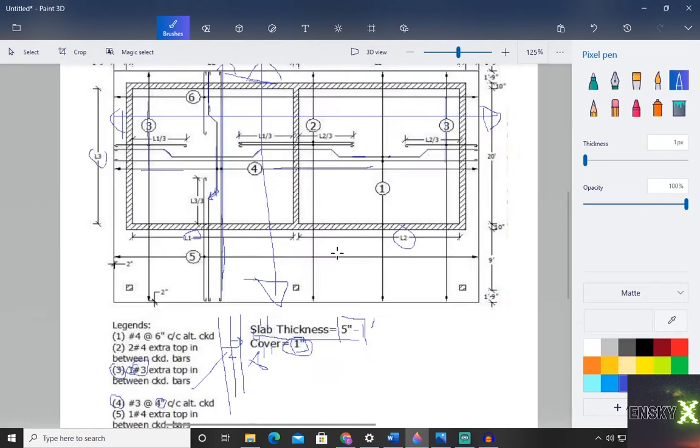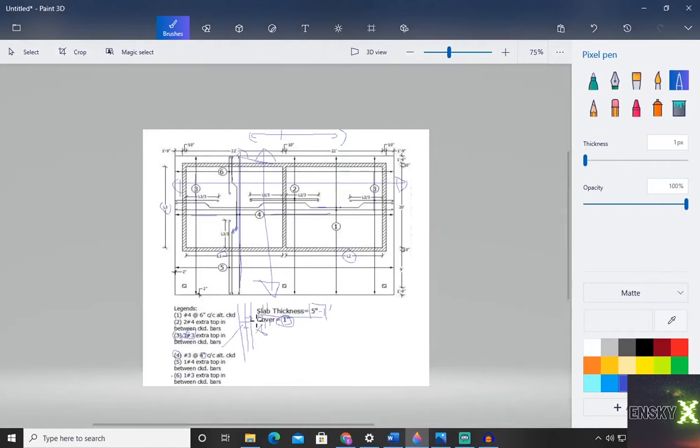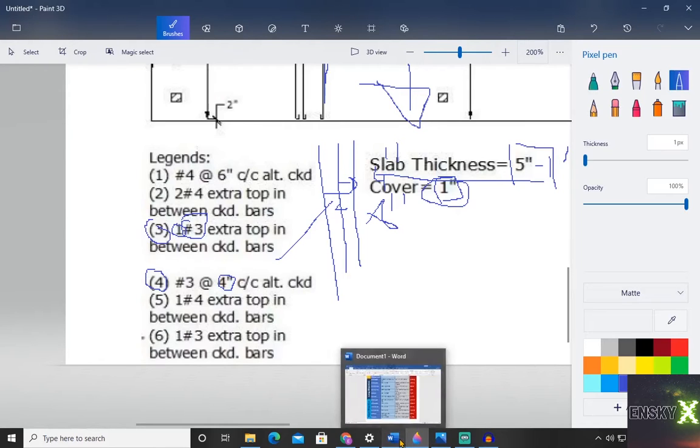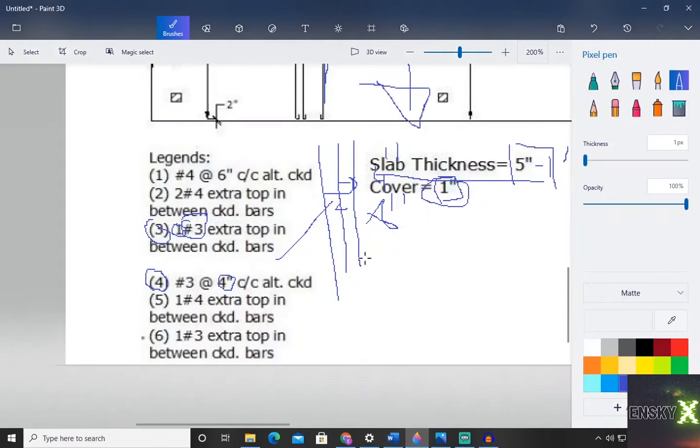If you are just calculating the reinforcement bars, then the thing is very easy. So again we are getting 34.13 feet, then we are multiplying it by 75, then again the extra top, where we are getting the extra top from legend number 5. So 1 hashtag 4 extra top in between crank bars, so between crank bars it will get 2, so we have to just deduct it from the number we get from crank bar. So 75 minus 1, 74.